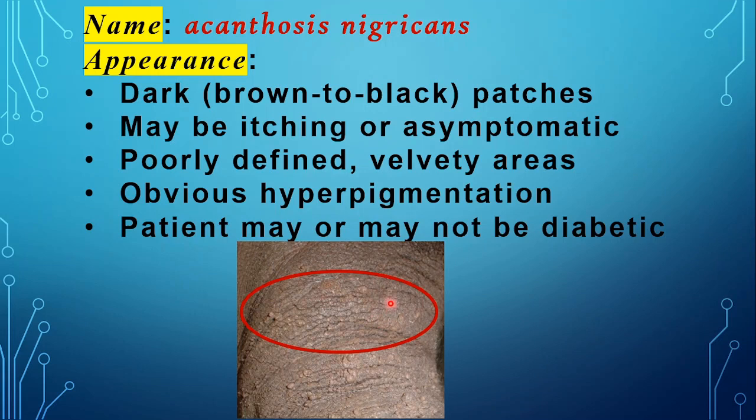Too much pigment has been deposited in certain areas, and the patient usually is diabetic but may not be diabetic. It is not necessary that every patient of Acanthosis nigricans has to be a diabetic patient, but mostly, in diabetics it is more common. So Acanthosis nigricans means brown to black skin patches which may be itching, poorly defined velvety areas and obvious hyperpigmentation. Let's understand about it and how to prevent it.